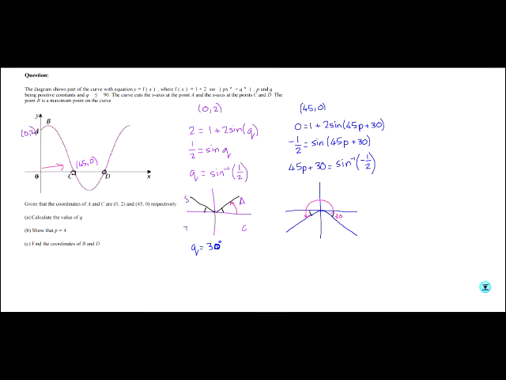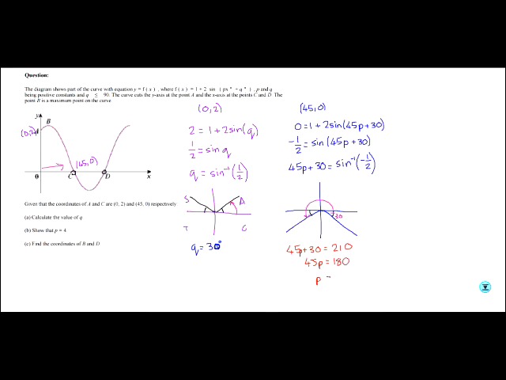So, this all the way around here, 45p plus 30 is going to be equal to 210. So we rearrange that, 45p is going to be equal to 180.